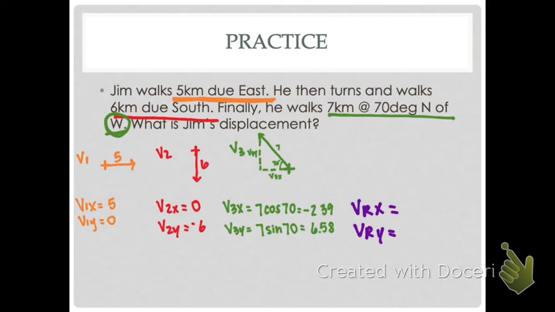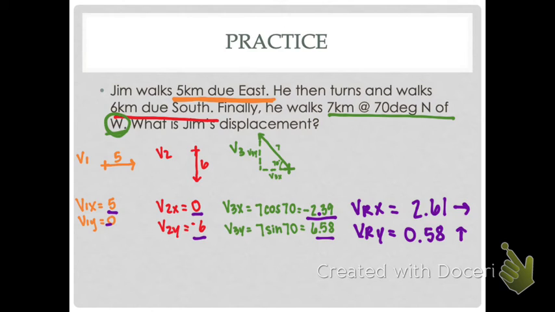So my x's are going to be 5 plus 0 plus negative 2.39. 5 plus 0 plus negative 2.39 gives me a value of, I got 2.61. Let me know if you agree. Okay, and so if that number comes out positive, does that mean it's going to be moving east or west? East. So I'm going to draw a little arrow there just to remind myself.